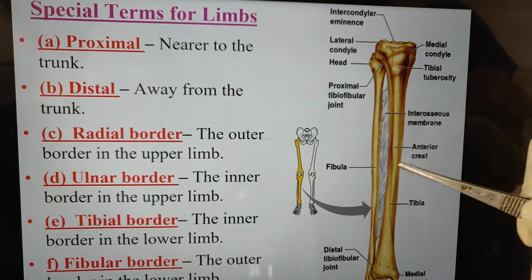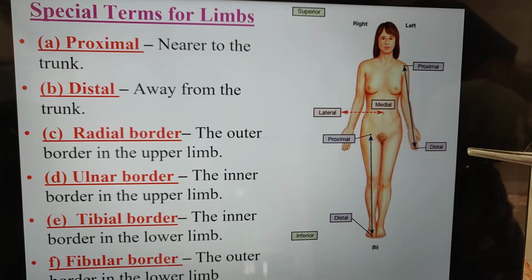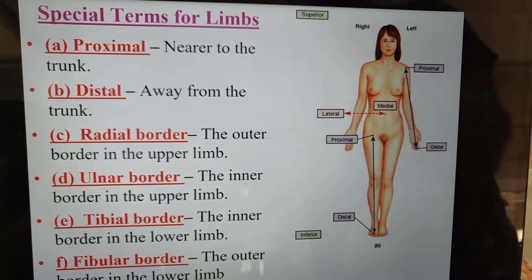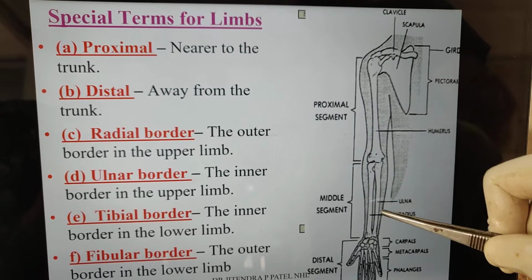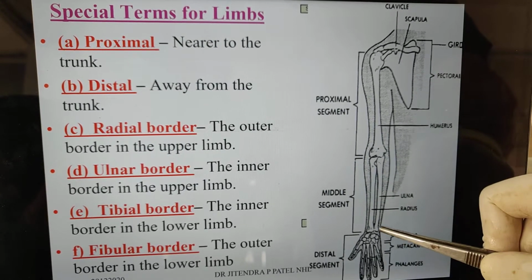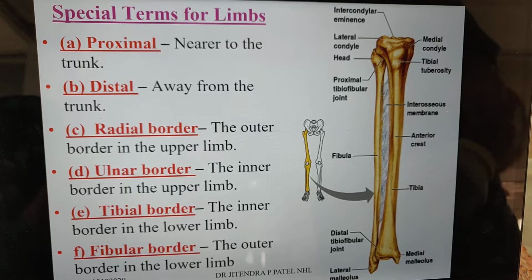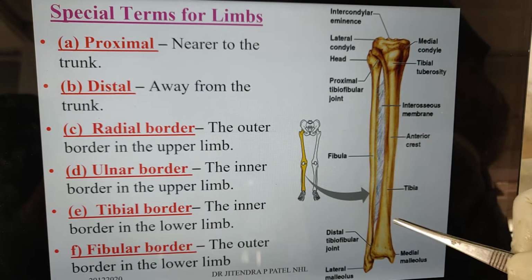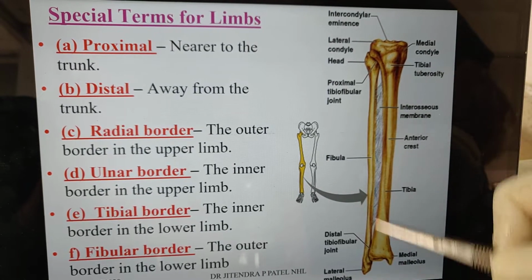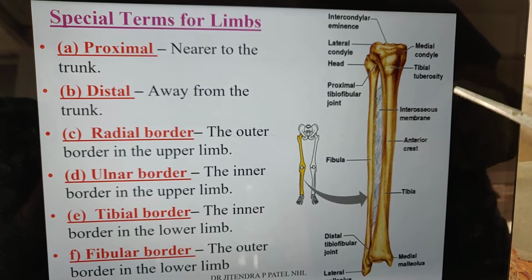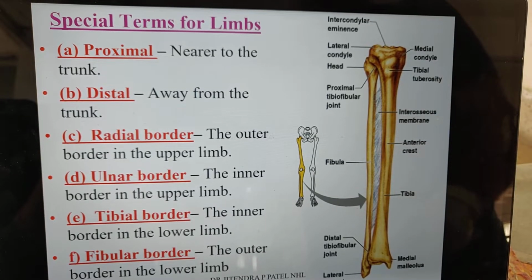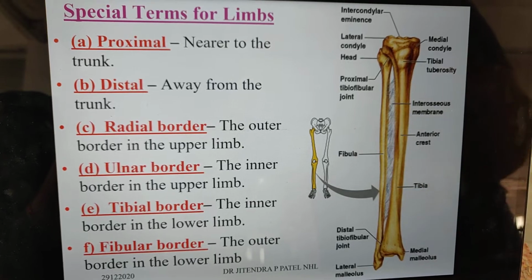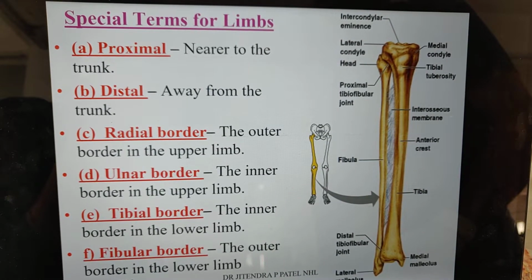Here you can see the radial and ulnar border. Here you can see the ulna is the medial bone, while the radius is the lateral bone. That's why the outer border is radial. And here you can see tibia is the medial bone and fibula is the lateral bone. That's why the fibular border is called the outer border, while the tibial border is called the inner border, or the medial border. Tibial border is called the medial border, and fibular border is called the lateral border.